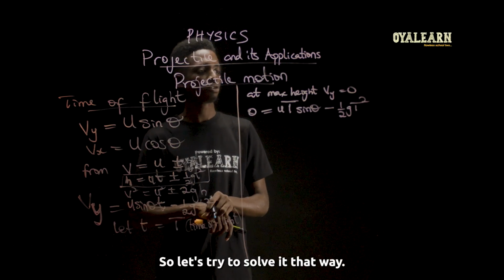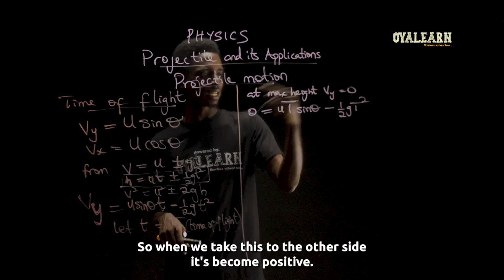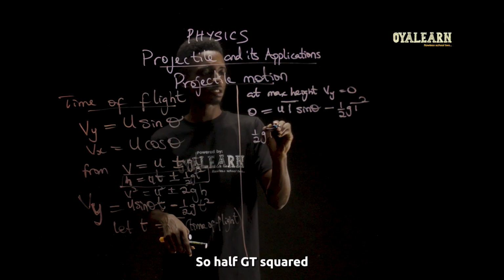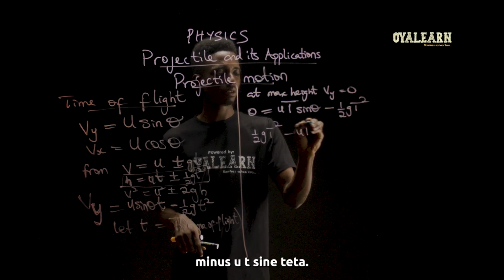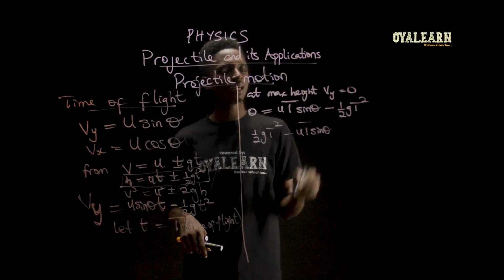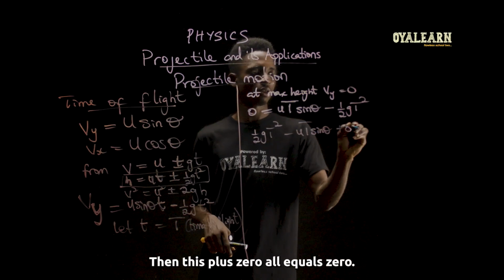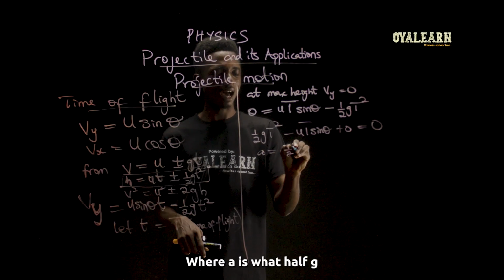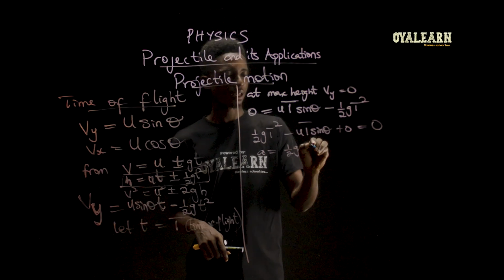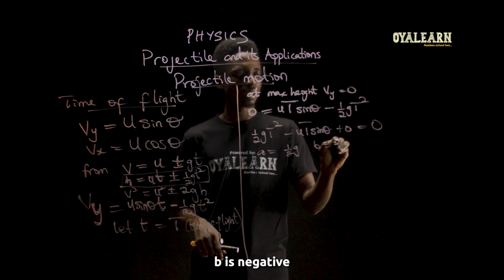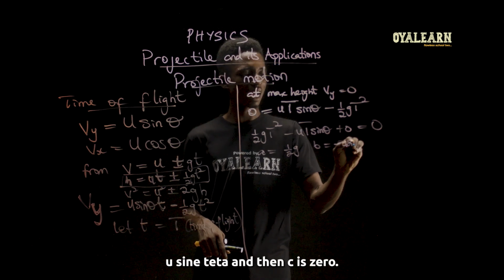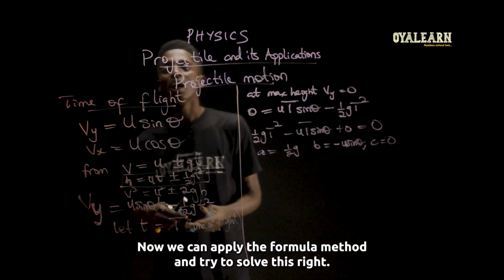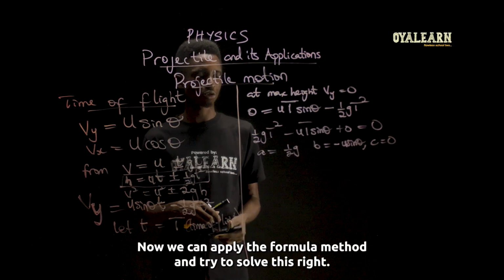Now this looks like a quadratic equation. So let's try to solve it that way. So when we take this to the other side, it will become positive. So half gT squared minus uT sine theta, then this plus 0 all equals 0, where a is what? Half g, b is negative u sine theta, and then c is 0. Now we can apply the formula method and try to solve this, right?